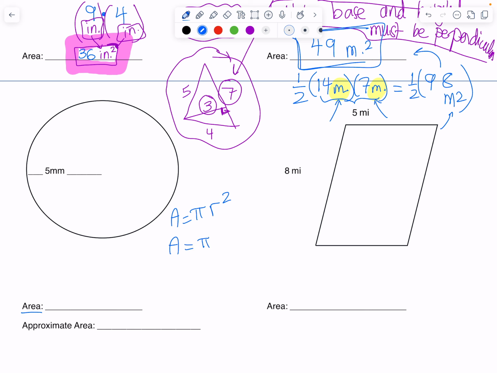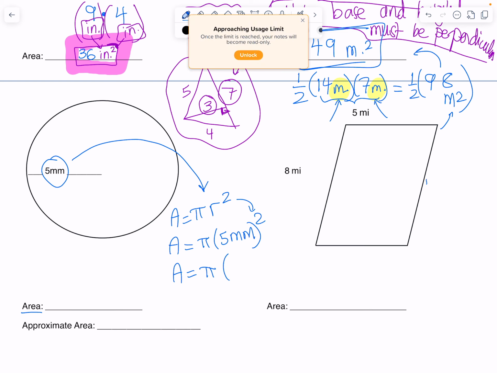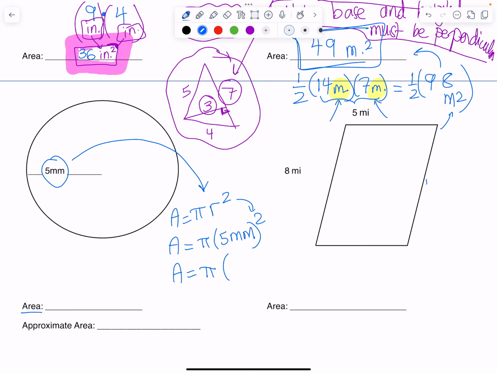So first I'll leave pi there, but it looks like they gave me the radius. It's 5 millimeters. Don't forget the square. Then pi. Now it's kind of like I'm squaring the 5, but I'm also squaring the millimeters as well. 25 millimeters squared, which is kind of nuts. And that answer right there is fine for the exact answer, actually.